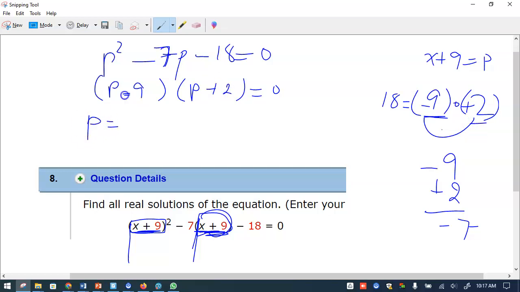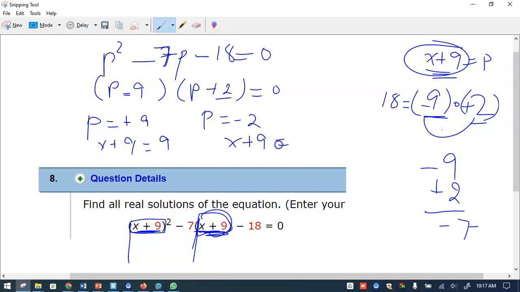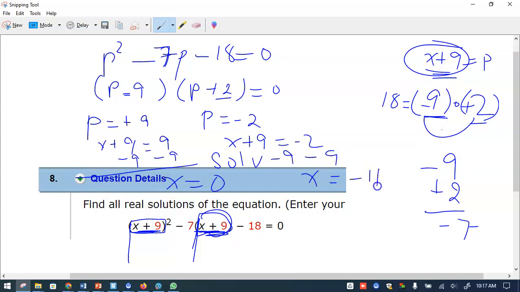Directly say, hey, the opposite of minus 9 is plus 9, the opposite of plus 2 is minus 2, and then replace p, which means x plus 9. So I put x plus 9 is 9, and x plus 9 is minus 2, and solve for x. You just have to subtract, and you get x equals 0, and you subtract 9, you get x equals minus 11. So your answers will be 0 and minus 11 with a comma in the box.